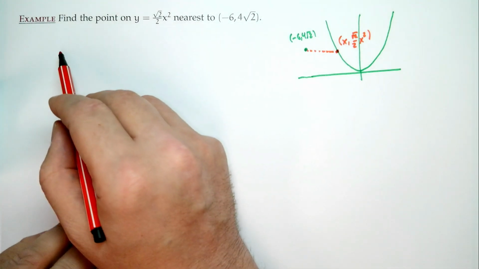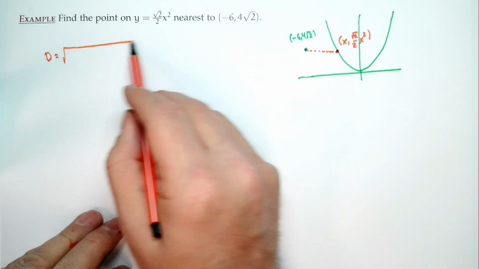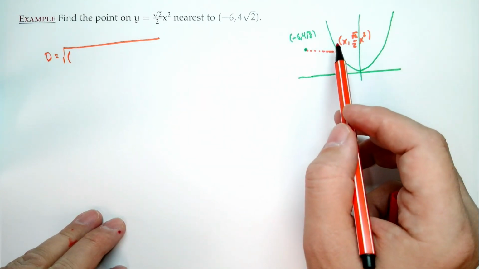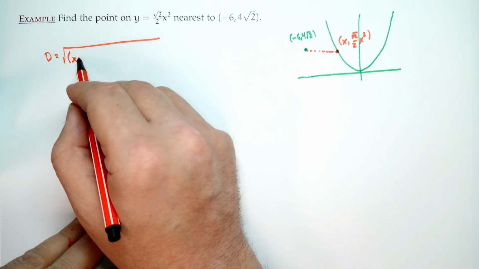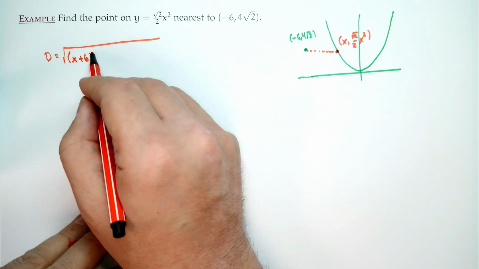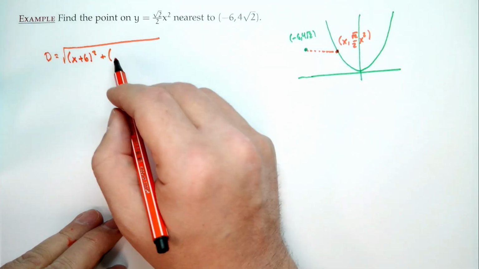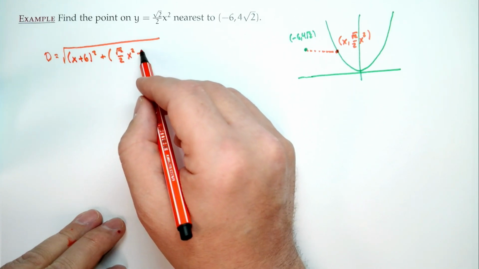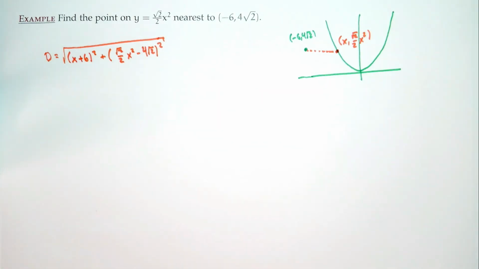So the distance between 2 points is the following. The square root of, now we're going to take the difference between the x values. So I'll go from here to there. So x minus -6 becomes x plus 6 squared, plus the difference in the y values: square root of 2 over 2 x squared minus 4 square root of 2, squared. And that's the distance function. So that's what we have to optimize.